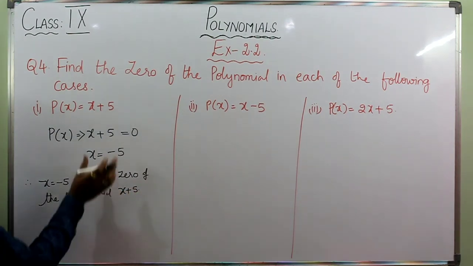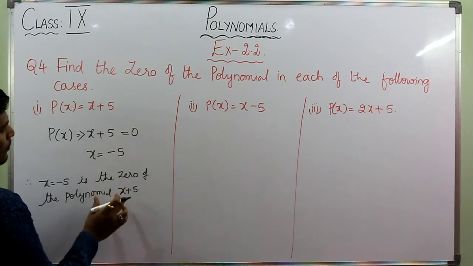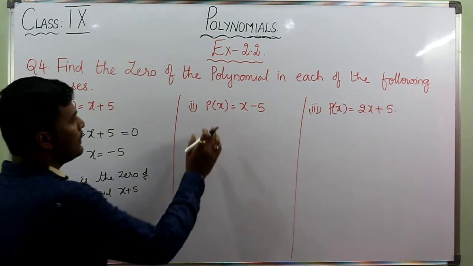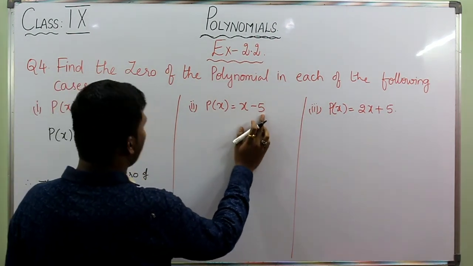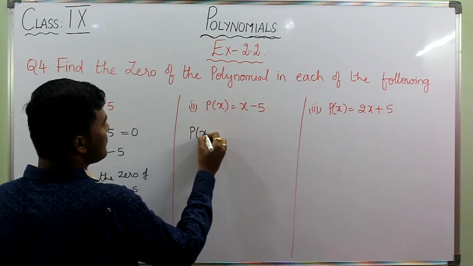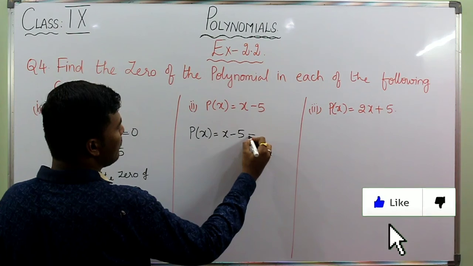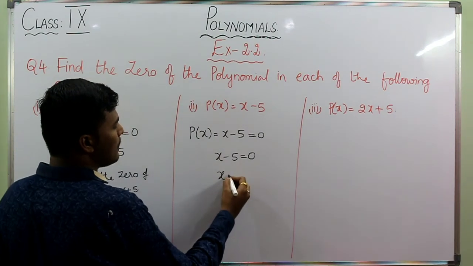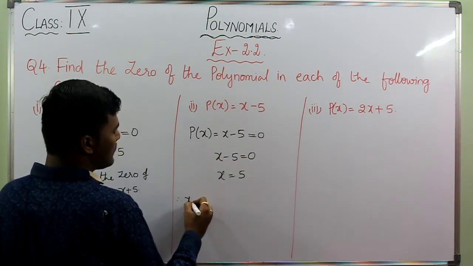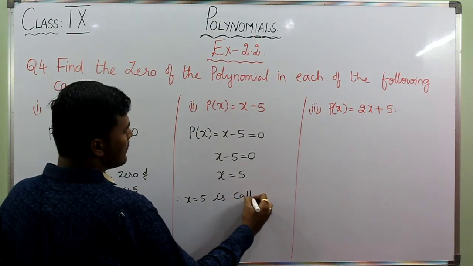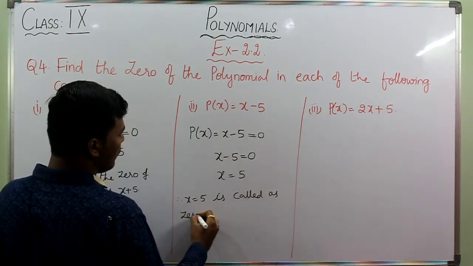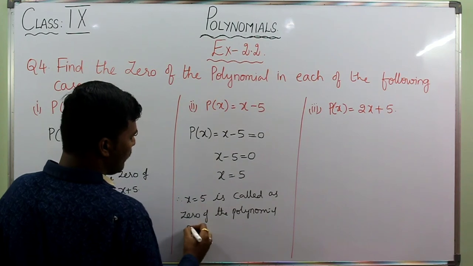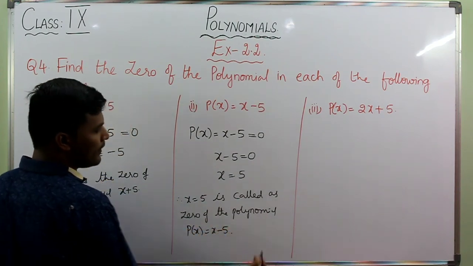Okay, that means we have to just equate the P of x to 0. Then we will get the x value. That x only is the 0 of the polynomial. Now let us see the second one, that is P of x is equals to x minus 5. So here we should equate it to 0. Then it will become x minus 5 is equals to 0. Then x is equals to plus 5. So therefore x is equals to 5 is called the 0 of the polynomial P of x is equals to x minus 5.